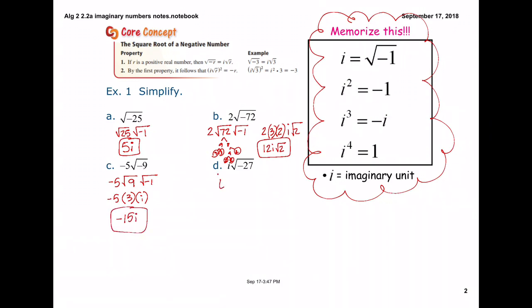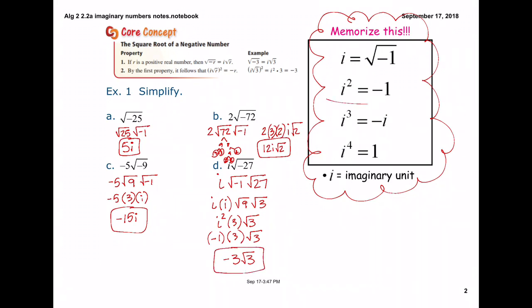Example D, we have the square root of negative 1 times the square root of 27. When we simplify the square root of 27, we can take it a step further and write the square root of 9 times the square root of 3. Square root of 9 is 3. So we have i squared times 3 root 3. i squared equals negative 1, so our final answer is negative 3 root 3. In this case, we got rid of all of the i's because i squared is negative 1.